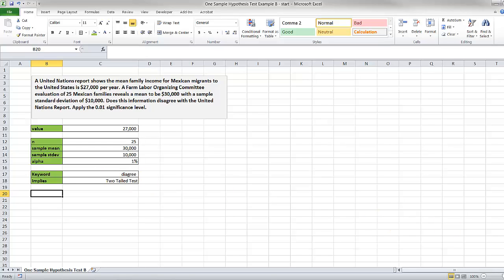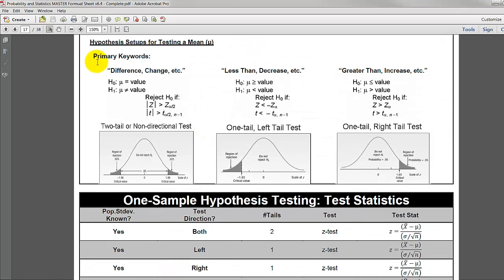Okay. Now at this point we're ready to go ahead and try to determine what test it is we're going to run. So let's go ahead and look at that formula sheet. Okay, let's bring up the formula sheet, and the first thing I want to do is just look at this section where it relates keywords to how you should write your null and alternative hypothesis. So disagree is a keyword that is similar to, is there a difference? Difference could be positive, could be negative, more than, less than. Is there a change? Well, a change could be greater than or less than.